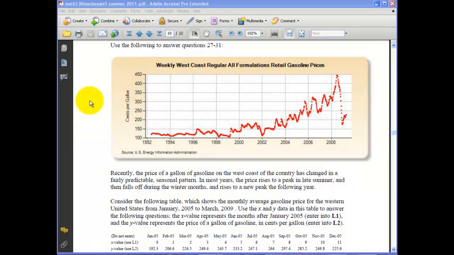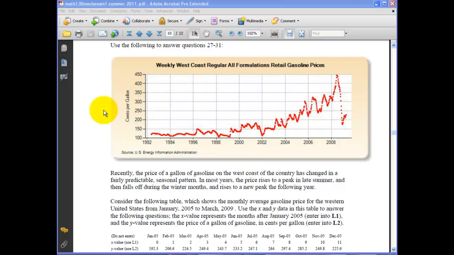In this video, I'm going to do another example of a linear regression problem, or actually a series of problems that are connected with linear regression. I'm taking this off of mock exam number 1. As you can see here at the top of the page, we're looking at questions 27 to 31 on mock exam number 1. Now this graph right here is just for your information.